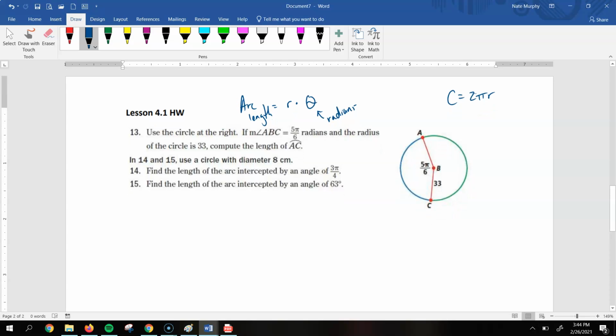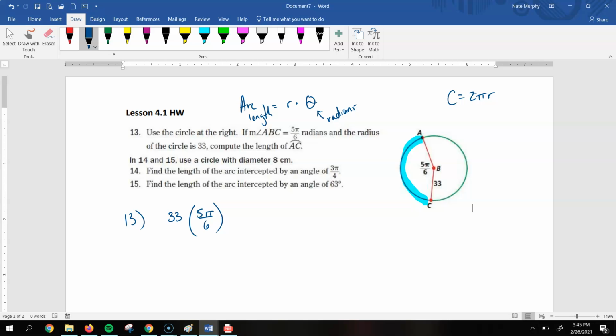All right, so use a circle to write if the measure of angle ABC, so ABC is this angle here, is 5 pi over 6 radians, and the radius is 33, compute the length of arc AC. We're trying to find out what this blue arc is here. Okay, so if that's the case, then we're just going to use that formula. So I'm just going to do 13 down here. So we're going to use the formula. The radius is 33 times the arc length. We already have that in radians. So it would be 5 pi over 6.